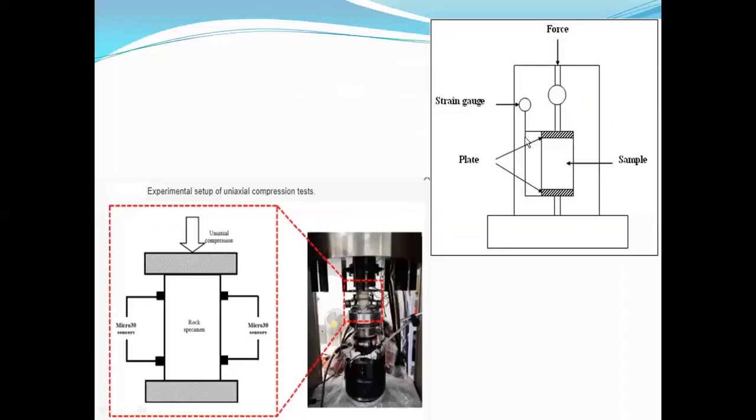Look here. This is another line diagram of the same setup. This is the rock sample, and it is placed between the bottom plate and the upper plate, or top plate. This is a dial gauge here, and this is another dial gauge. This one is used to measure the deformation in the longitudinal direction. This one is used to measure the deformation along the lateral direction, so that we can compute the Poisson's ratio.